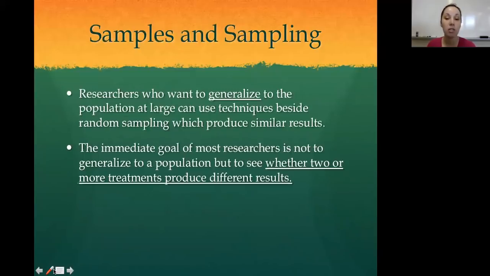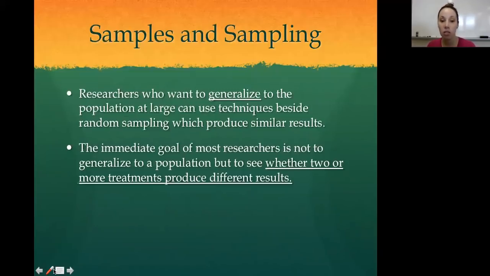What else? Researchers want to generalize to the population at large. So we can use techniques besides random sampling which produce similar results. So the goal is always to generalize our results from our study to the population at large. So it's important to use those random samples so that we can be more certain about our generalization.